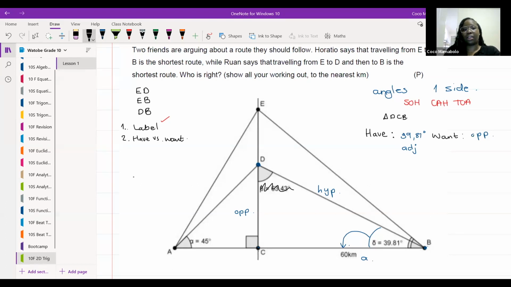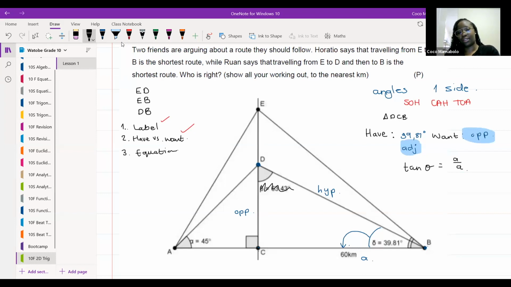All right. That's question number two. We've got our have versus want. Give me number three. We're going to set up an equation. Okay. Set up an equation for me. So we're looking for opposite, we have adjacent, so that means we're going to be using tan. Beautiful. Good. So tan of theta is equal to opposite over adjacent. All right, set it up for me.